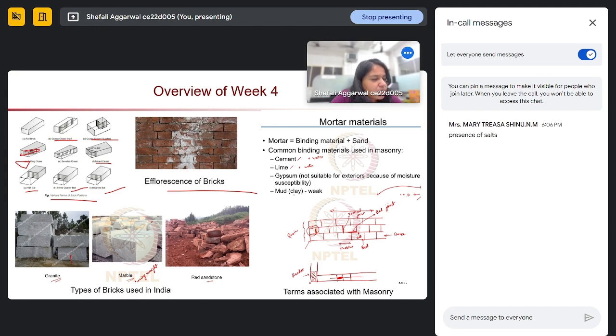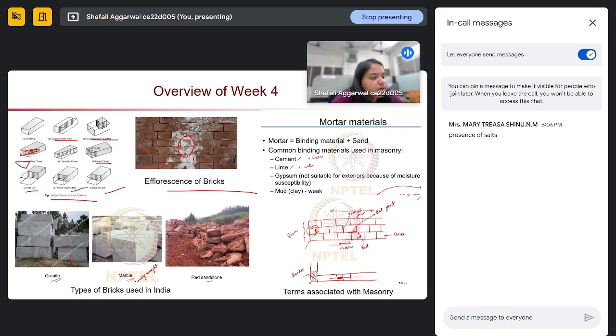That salt will mainly be coming from the water, and when these salts react with the brick material, the sulfates will be forming. Mainly magnesium, calcium and sodium sulfates will be forming, which form these white patches over our brick surface.